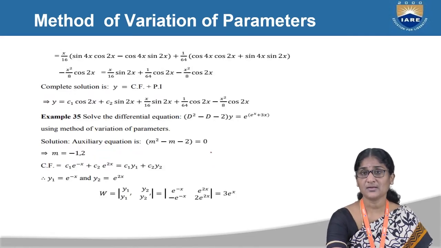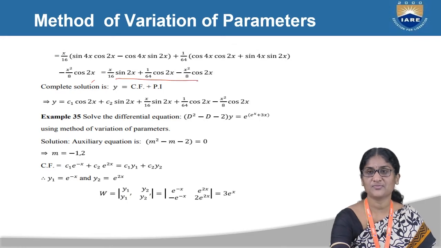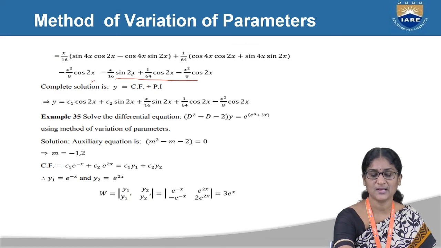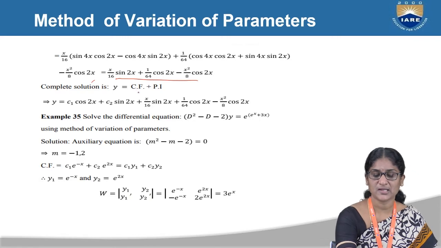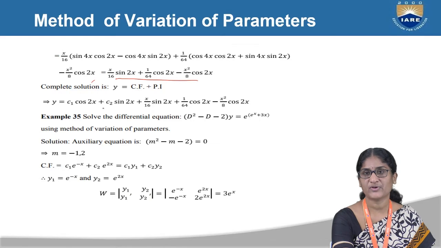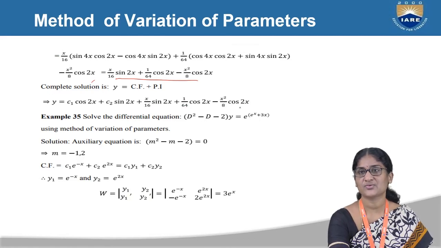Now, for the general solution, you just add the particular integral, which I got in the least form, that is x by 16, after taking common cos 2x and sin 2x. Add this with the complementary function that we got, that is c1 cos 2x plus c2 sin 2x. So c1 cos 2x plus c2 sin 2x plus x by 16 sine 2x plus 1 by 64 cos 2x minus x square by 8 into cos 2x is the solution for this type of equation.